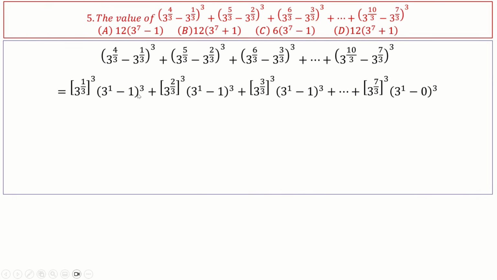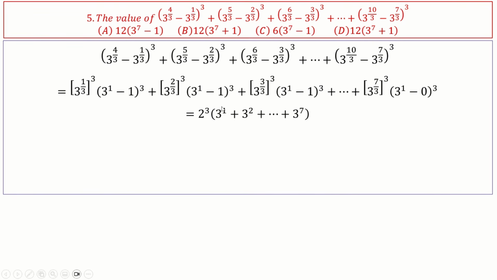Multiplied here, right? Plus, in the second term I am again taking this b term, which is 3 to the power of 2 by 3 whole cube, common. So I am left with 5 by 3 minus 2 by 3, which is 3 by 3, again 1. So 3 to the power of 1 minus 1 whole cube. And so on. For all the terms, I am left with a very simple expression now, which is 3 to the power of n by 3 whole cube, which means 3 to the power of n, where n runs from 1 to 7. Correct. So this is nothing but 3 to the power of 1, 3 to the power of 2, 3 to the power of 3, up to 3 to the power of 7.